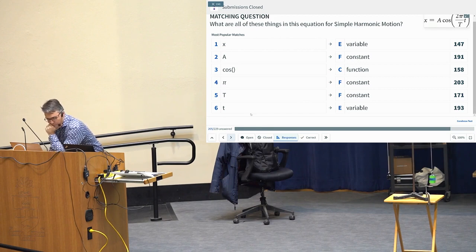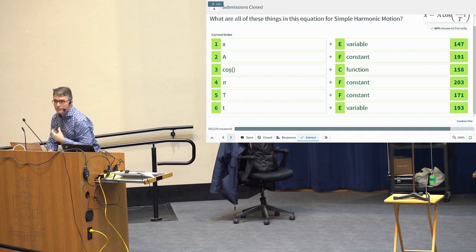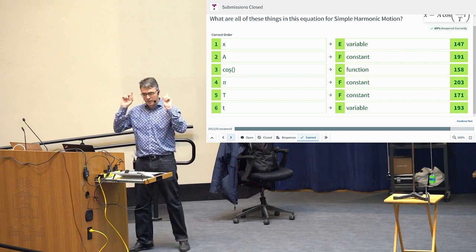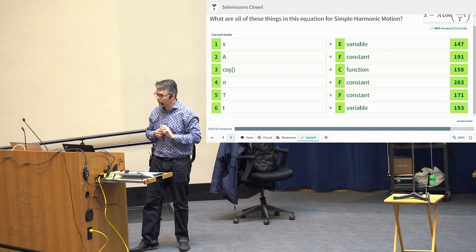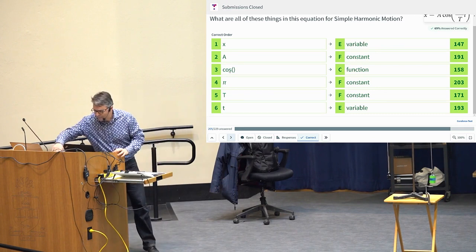So I think, yeah. Basically, x and t are the variables, because they change with time. A and pi and capital T are the constants, and cosine's a function. It's just a button on your calculator that changes one number to another number. And it has to be, by the way, in radians to make this whole thing work, as you could sort of see. Okay, thank you for that.